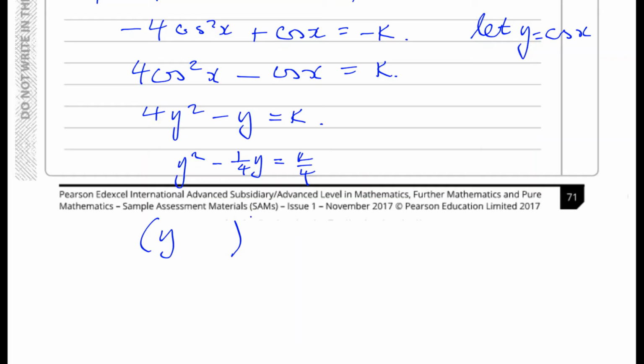So this is going to become a square bracket: minus a half of a quarter is an eighth. So you're going to have y minus an eighth squared, and then I'm going to take away from that the square of 1 over 8, which is 1 over 64. And that's equal to k over 4. Now I've got to add 1 over 64 to both sides.